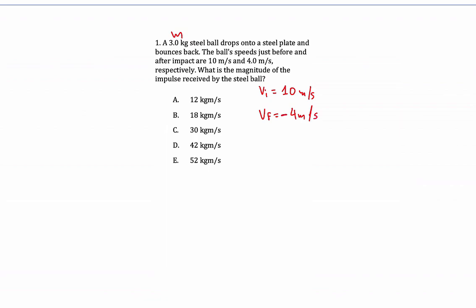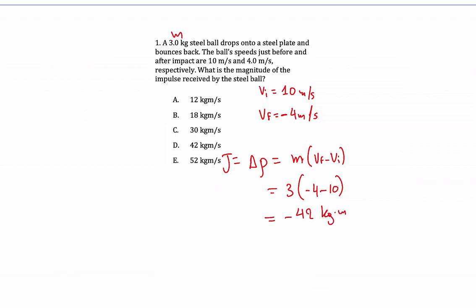Now that we know this, it is quite easy to find the impulse. The impulse is equal to the change of momentum, and the change of momentum is m times (v final minus v initial). So 3 times (-4 minus 10). So negative 14 times 3, this is negative 42 Newton times second, or kilogram times meter per second. And the answer is D.